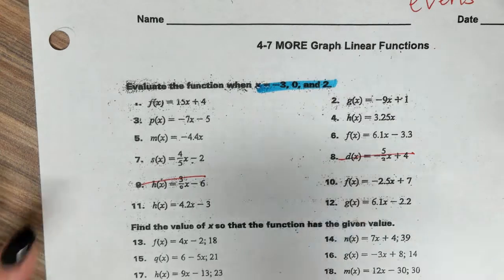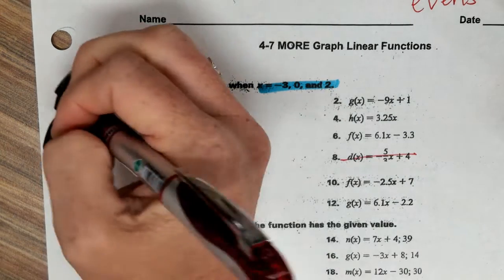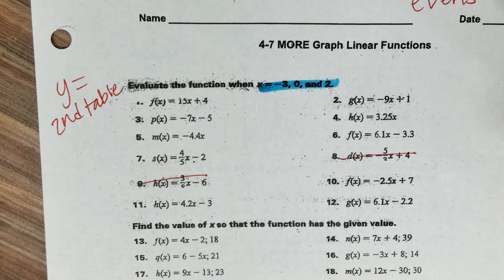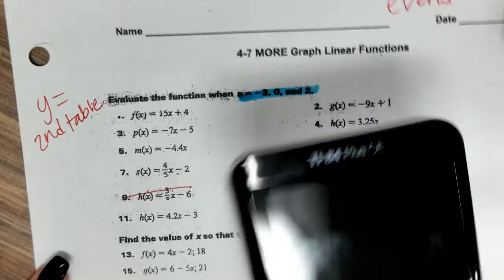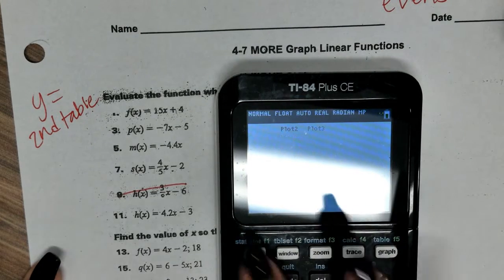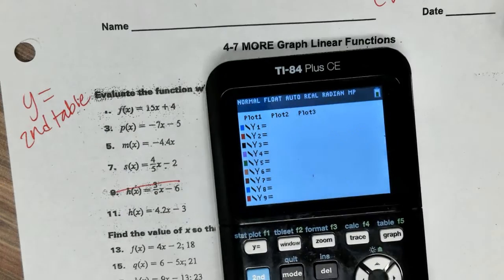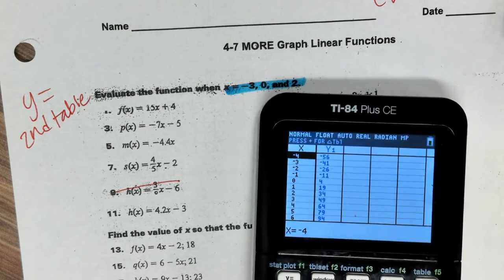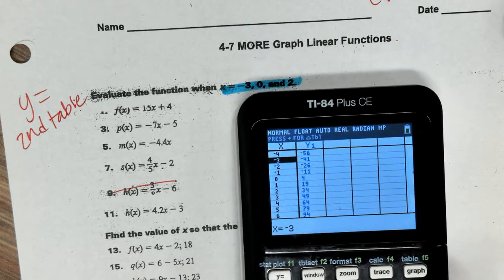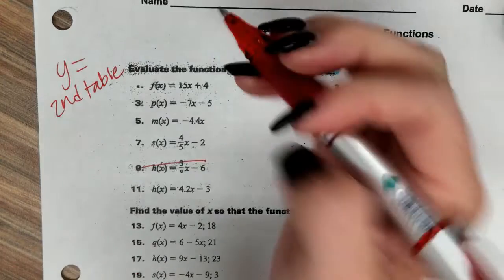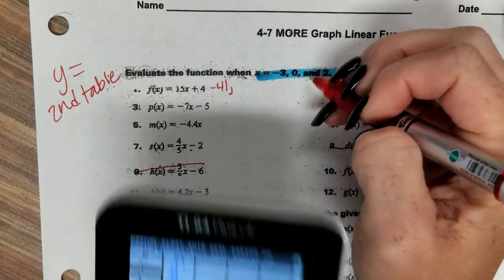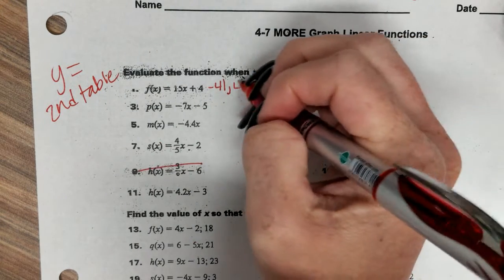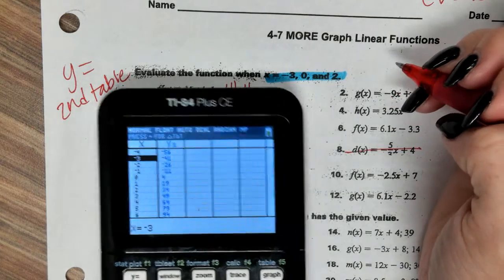So where are you going to do this? You're going to go to y equals and go to second table. So you should have your calculator. For number 1, you would put in 15x plus 4. Go to the table. I'm looking at when x is -3, so what is y? -41. When x is 0, what is y? 4. And when x is 2?